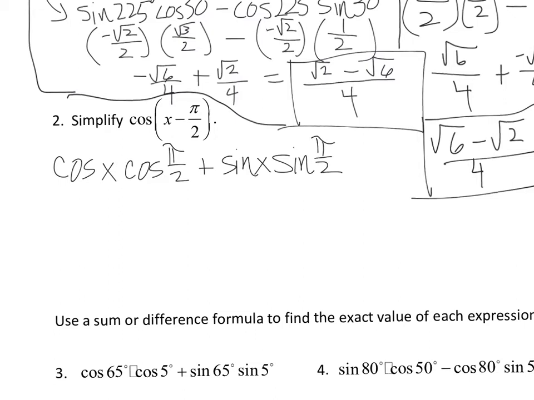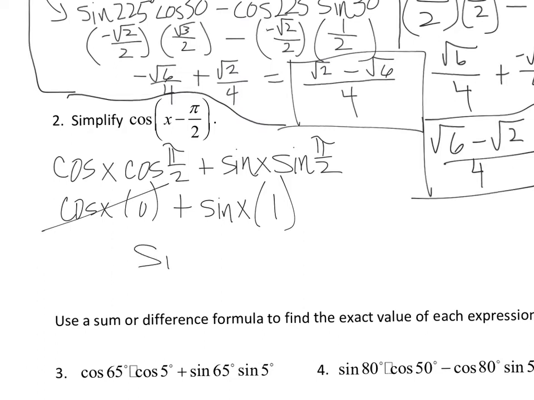Now we can do our unit circle calculation. So cosine pi over 2 equals 0. I'll just go ahead and write it out: cosine, 0 plus. You don't have to do this step, in my opinion. Another teacher may require it. Sine pi over 2 equals 1. Cosine 0 goes away, and then sine x times 1 is just sine x, and you are done.